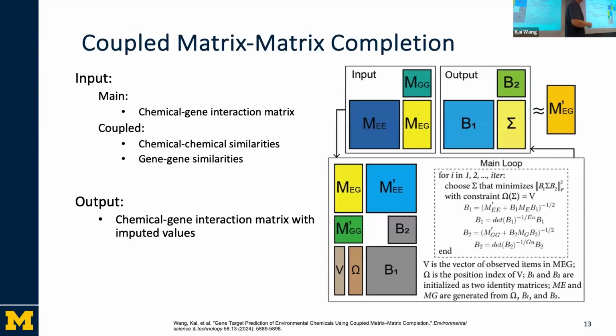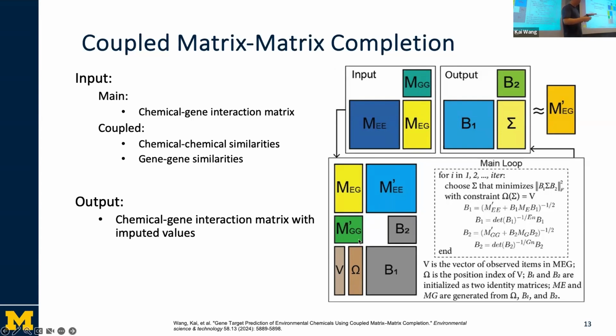So the algorithm looks like this. The input has three matrices. For our study, the main matrix, which is MEG here, is a chemical-gene interaction matrix. The numbers in it are not binary, just decimal numbers. The two coupled matrices are the chemical similarity and the gene similarity. Basically, the algorithm first pre-processes the two coupled matrices, which is a kind of normalization.